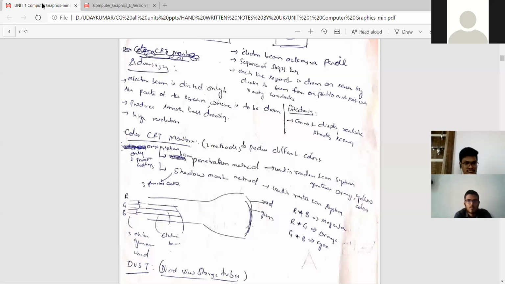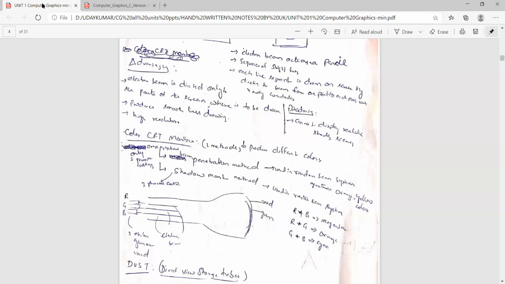Similarly, there is CMY: cyan, magenta, and yellow. The RGB color model and the CMY color model are different types of color models. Based on these, the color CRT monitor is going to work.